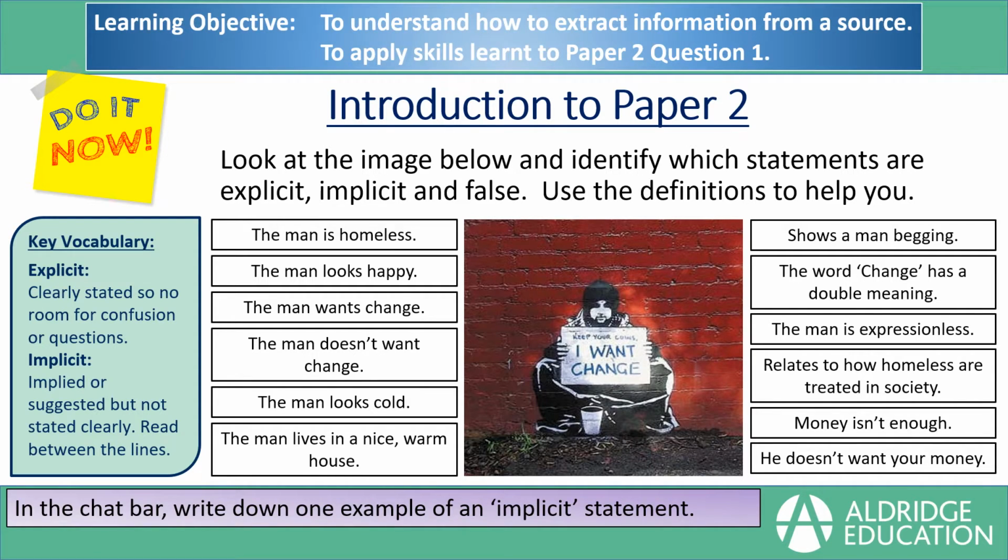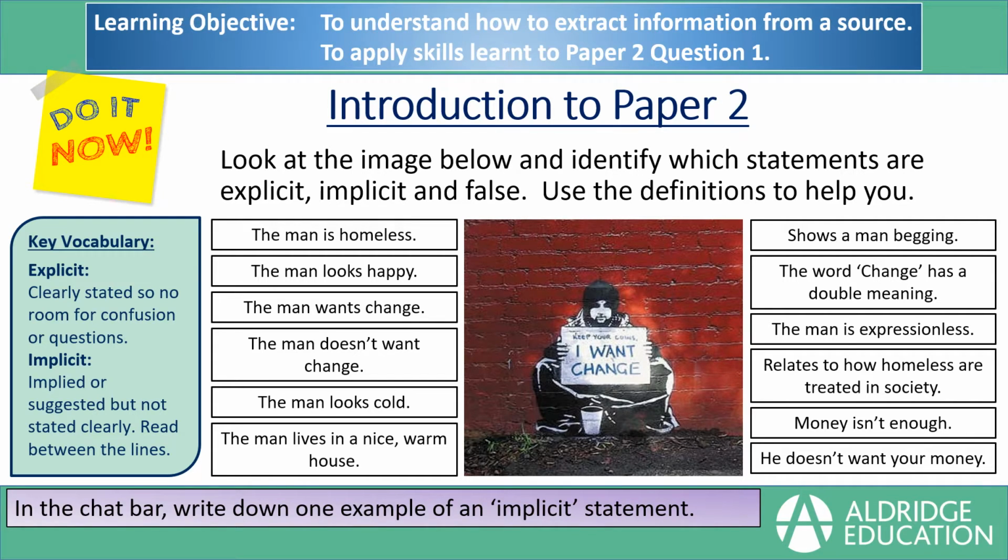So what I want you to do is look at the image below and identify which statements are explicit, implicit and false. So explicit means clearly stated, so no room for confusion or question. So when you say something very straightforward. Implicit, it's implied or suggested but not stated clearly, and it requires you to read between the lines.